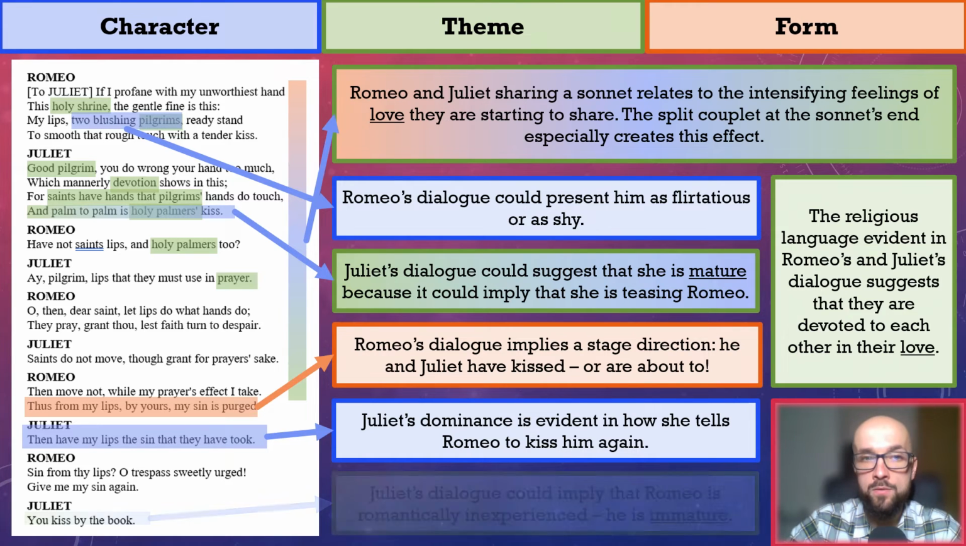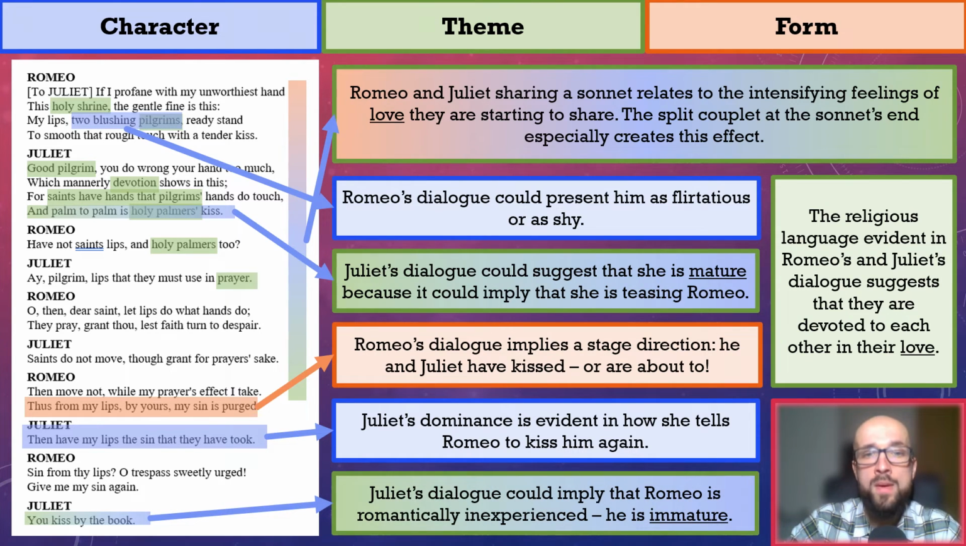And later again still, her dialogue implies that Romeo is romantically inexperienced. If he kisses by the book, she suggests that Romeo only knows about romance from stories rather than actually knowing about it in practice. This could suggest that Romeo is in fact immature.